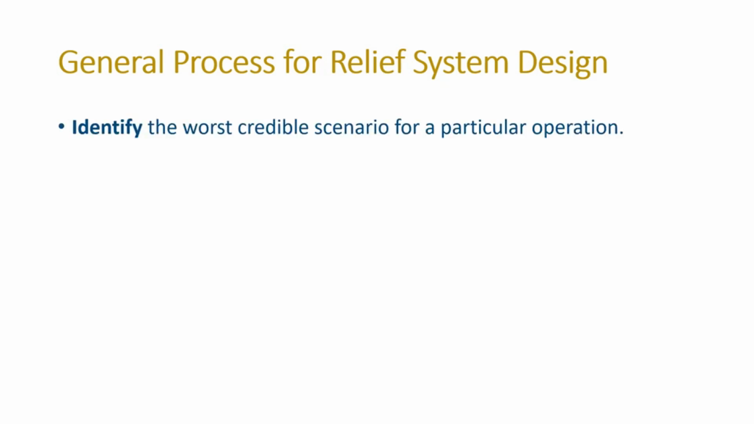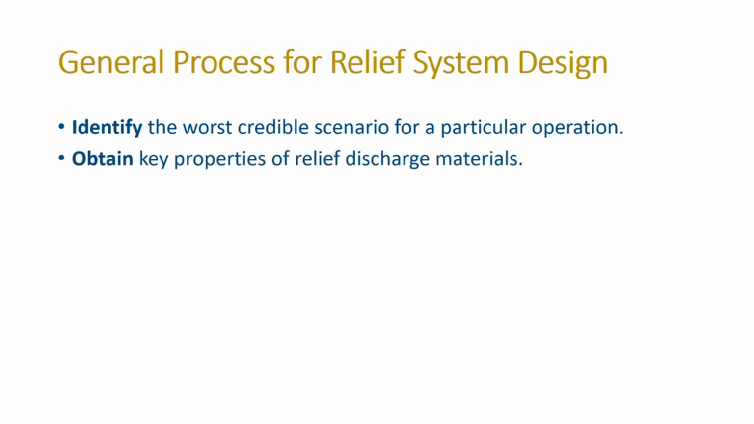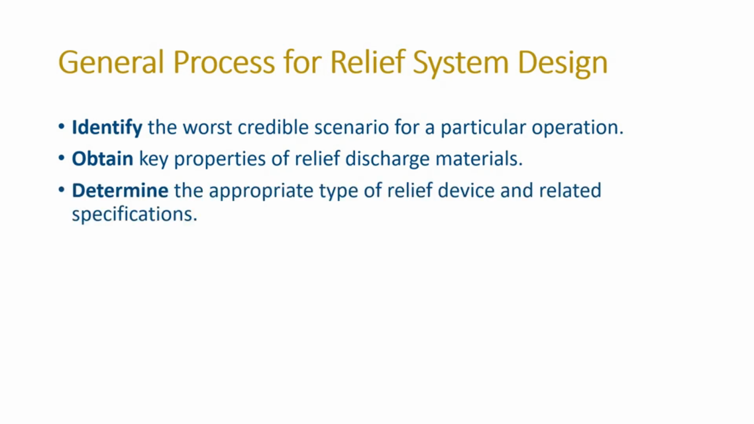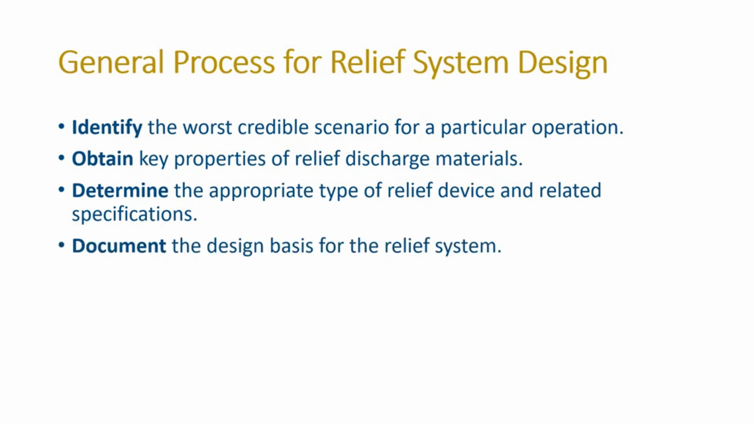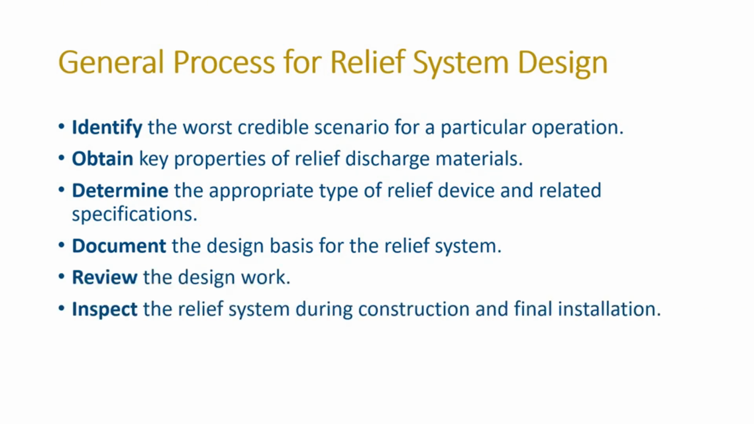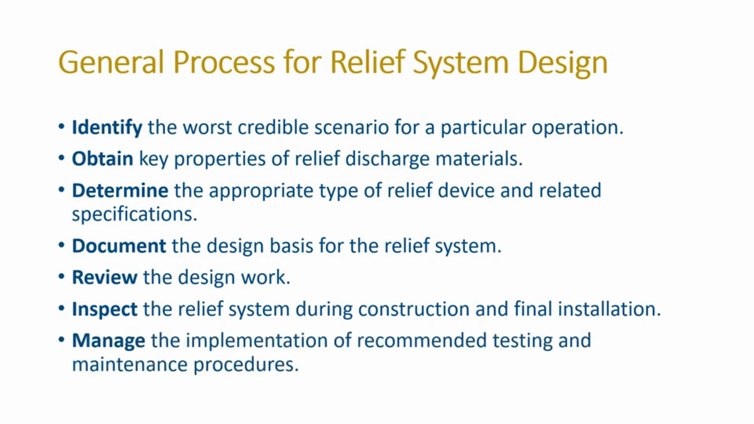They are: identify the worst credible scenario for a particular operation, obtain key properties of relief discharge materials, determine the appropriate type of relief device and related specifications, document the design basis for the relief system, review the design work, inspect the relief system during construction and final installation, and finally, manage the implementation of recommended testing and maintenance procedures. Let's now look at each of these steps in a little more detail.